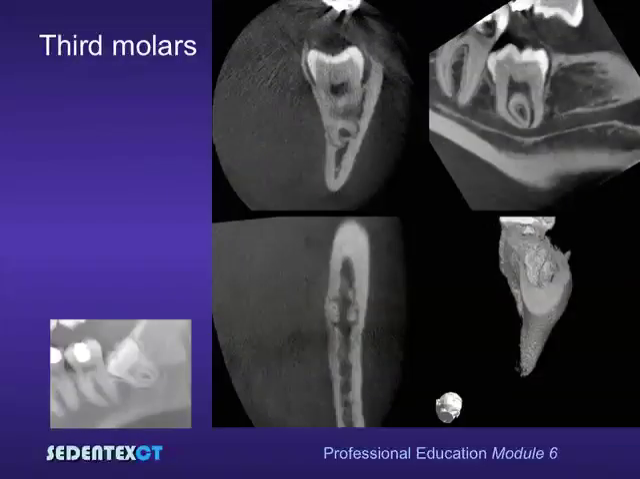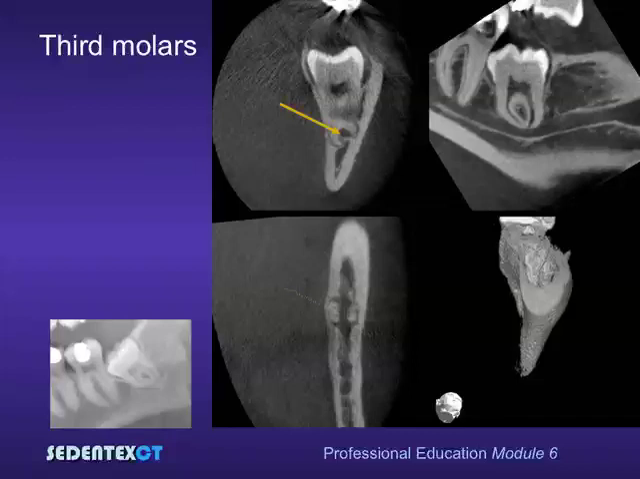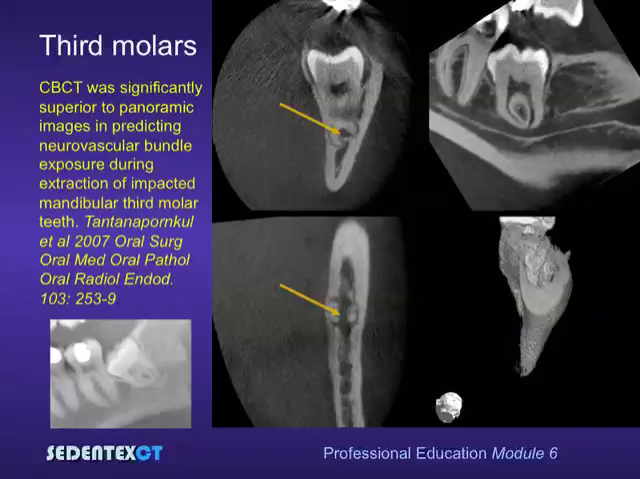Here is the cone beam CT image of the same patient. What this is showing us very nicely is that the nerve and the neurovascular canal pass in a groove between the roots of this tooth. We can see it here on the axial view as well, and it has been shown in some, but not all, studies that cone beam CT is significantly better than panoramic imaging in predicting neurovascular bundle exposure during the extraction of impacted third molar teeth.